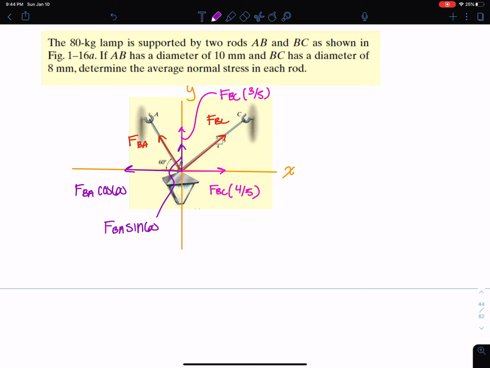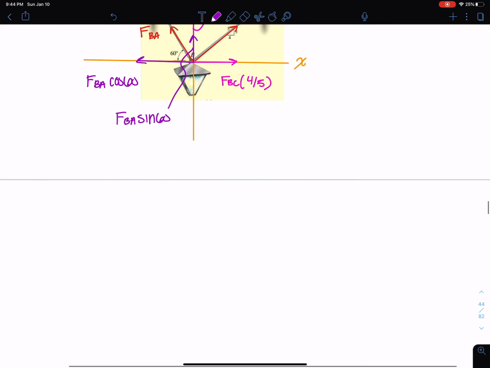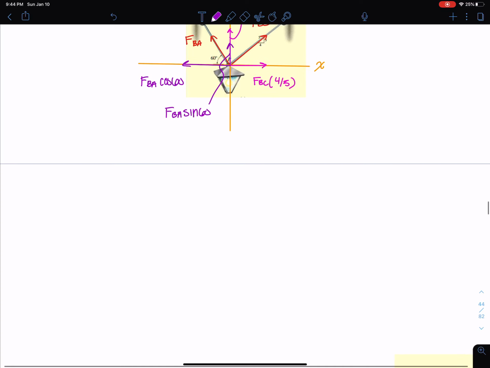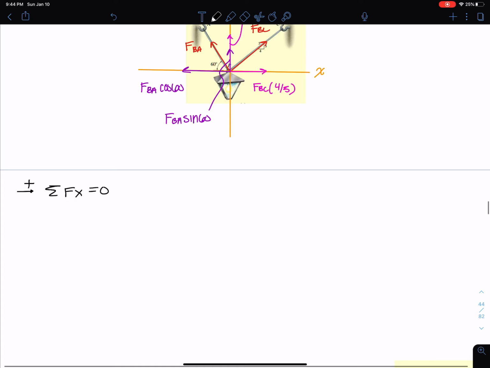So to get the axial normal stress in each rod, I first need to know what the axial force in each rod is. So I need to solve for FBA and for FBC. I already drew my free body diagram here. I'm just going to sum the forces in the x direction and set them to 0. The right direction is what I'm defining as positive.